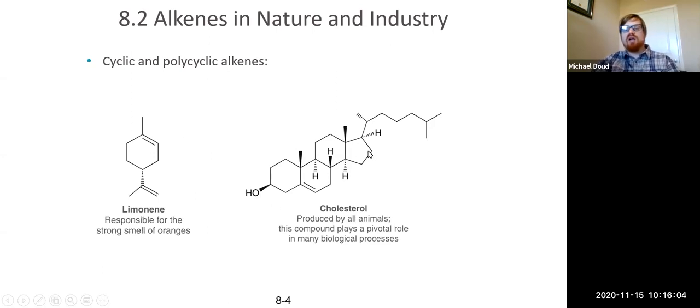And then cholesterol and many steroids have these polycyclic systems. These are like a steroid type system. And cholesterol has a carbon-carbon double bond in one of its rings. So cholesterol is also a polycyclic alkene.